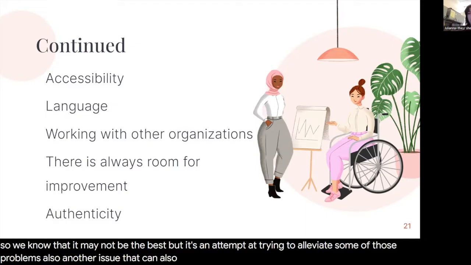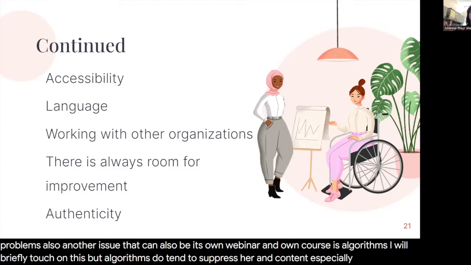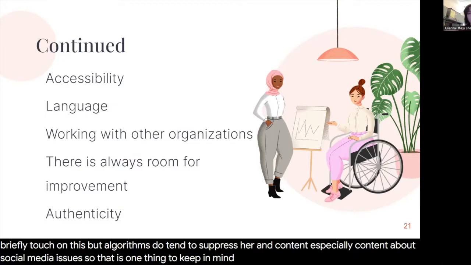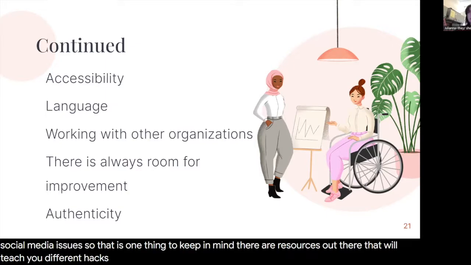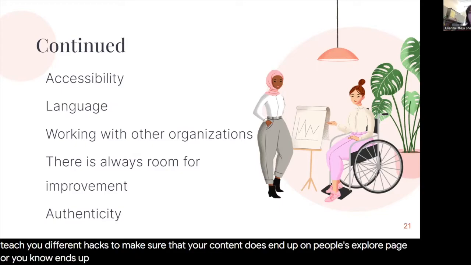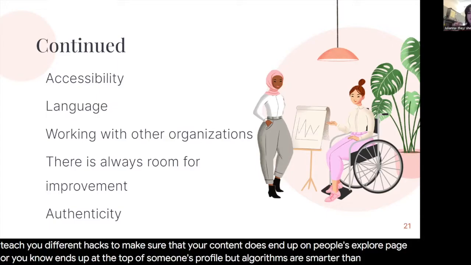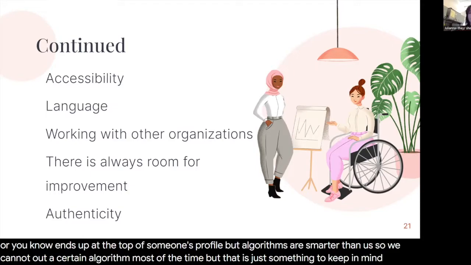Also, another issue that can be its own webinar, its own course, is algorithms. I will briefly touch on this, but algorithms do tend to suppress certain content, especially content about social media issues. So that is one thing to keep in mind. There are resources out there that will teach you different hacks to make sure that your content does end up on people's explore page or, you know, ends up at the top of someone's profile. But algorithms are smarter than us, so we cannot outsmart an algorithm most of the time, but that is just something to keep in mind as you are posting.